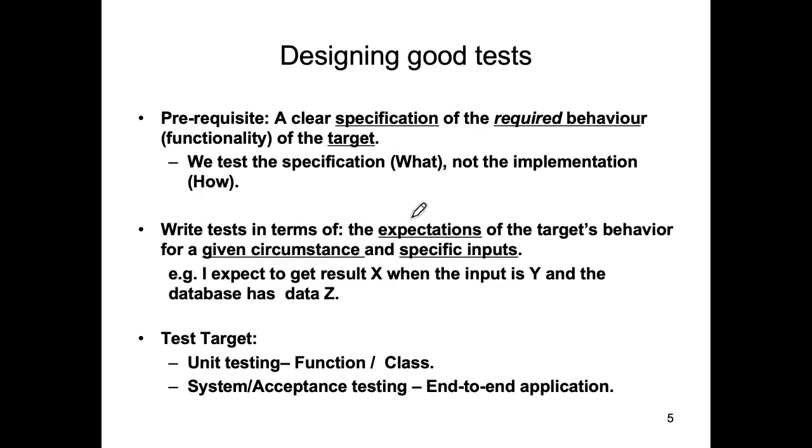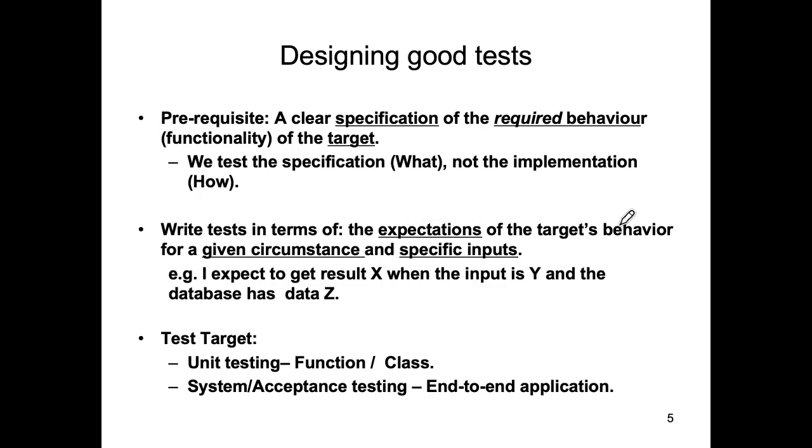Write tests in terms of expectations. If we are using the specification as the basis for developing our automated tests, you could almost say that you don't have the application code in front of you. All you have is the specification in front of you. Then you write your tests in terms of what you expect the application to do, the expectation of the target's behavior. The target in this case is the source code, the application code. What you expect the behavior of the source code to be.